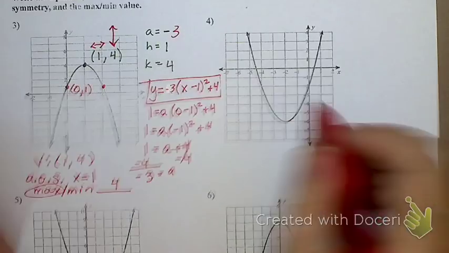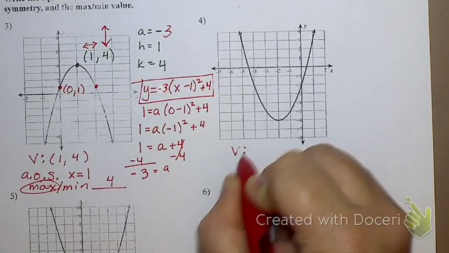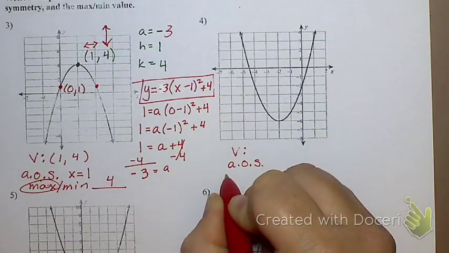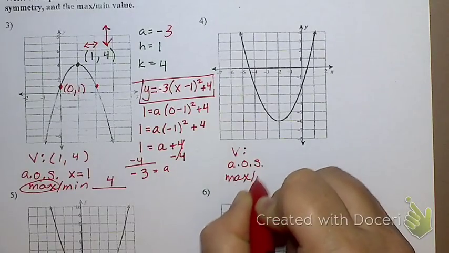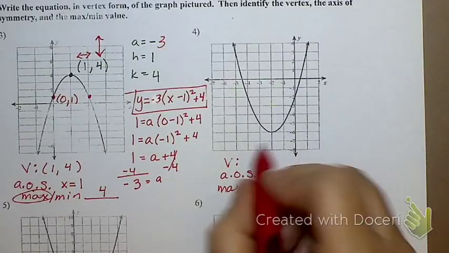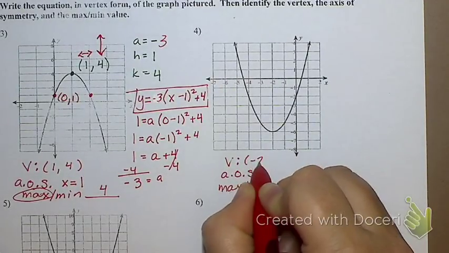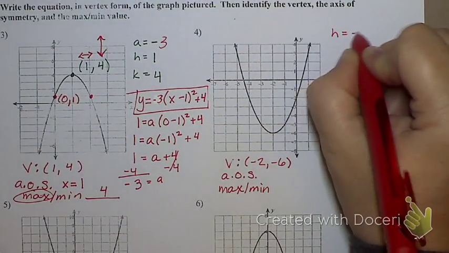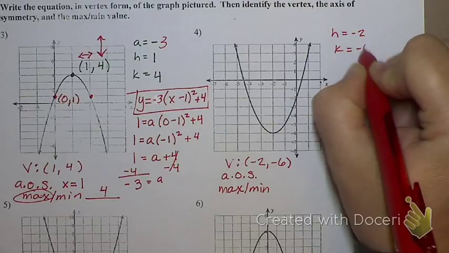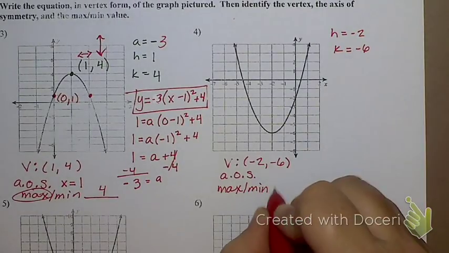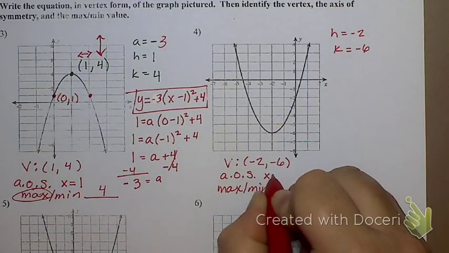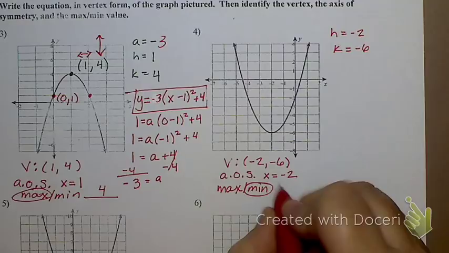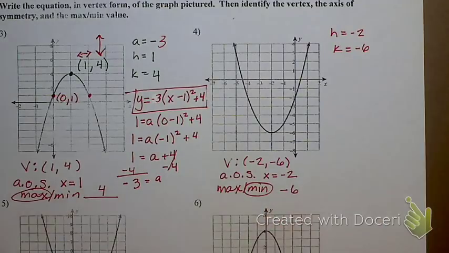All right. So this one, I should be able to identify the vertex, axis of symmetry, and the max or min. What is my vertex here? Negative 2, negative 6. So I know that h is equal to negative 2 and k is equal to negative 6. What's my axis of symmetry? X equals negative 2. Does it have a maximum or a minimum? A minimum. And what is that minimum value? Negative 6. You guys are professionals here.